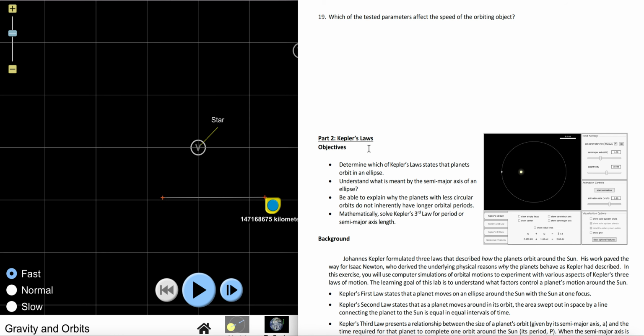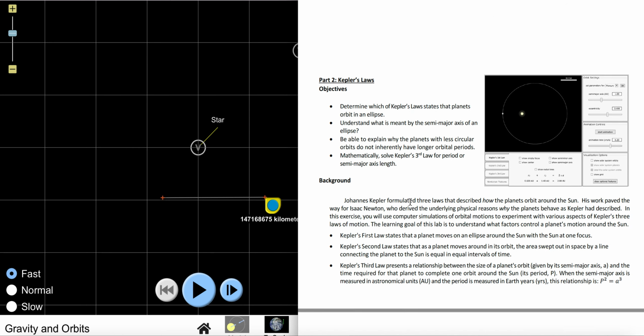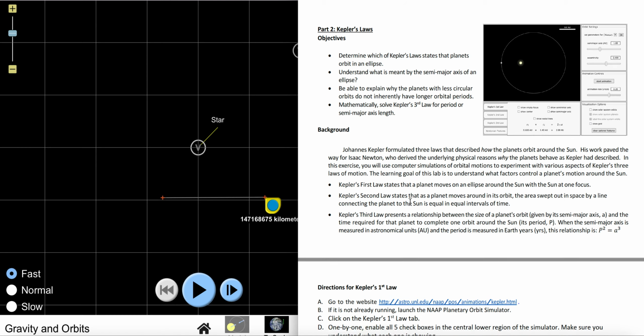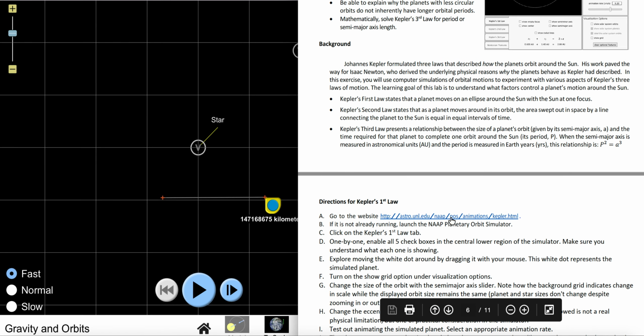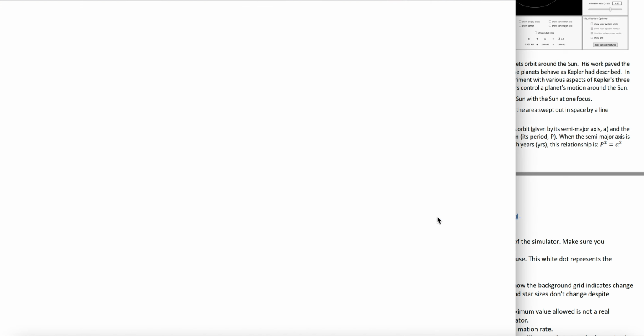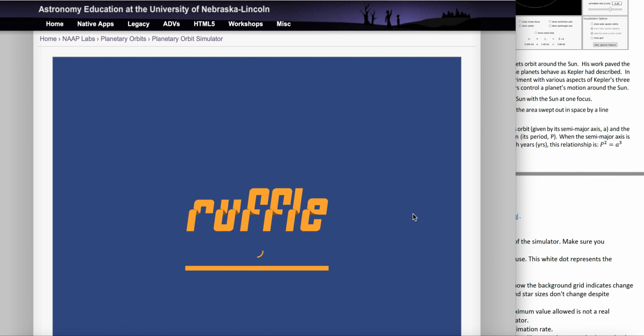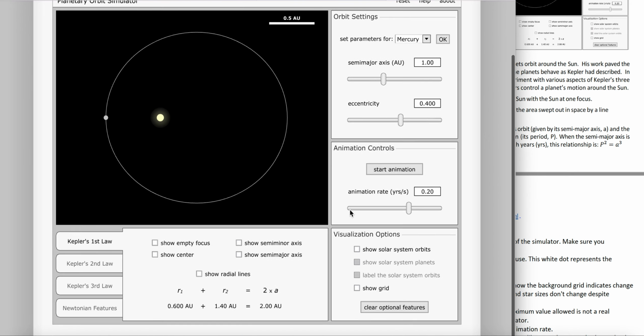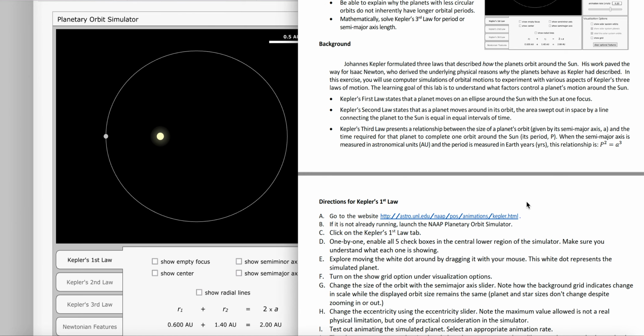But in part 2, we're actually going to take a look at a different simulator. So let's go ahead and follow this link. This simulator is not put out by the University of Colorado, but instead Nebraska. This is one of the astronomy department simulators, which has the acronym NAAP, N-A-A-P. So let's go ahead and click on that and navigate over to it. This one also should run in your browser. It's a nice modern simulator, works quite well.